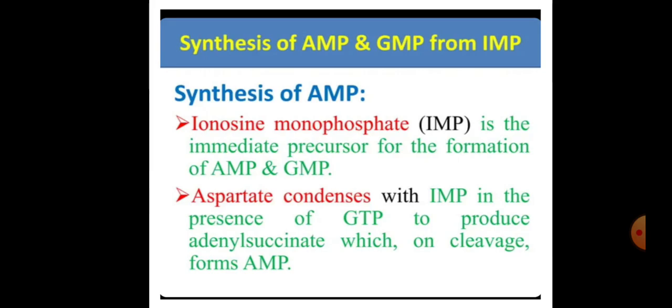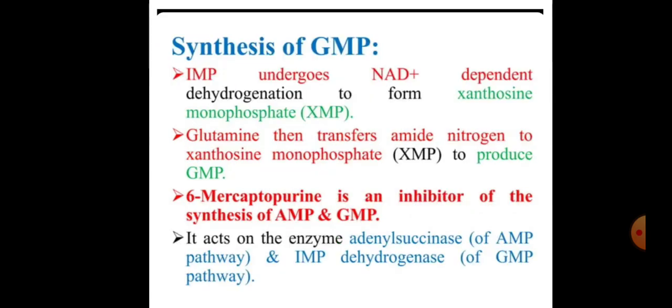As I already said, aspartate condenses with IMP in the presence of GTP to produce adenylosuccinate, which on cleavage forms AMP. Then the formation of guanosine monophosphate. How is guanosine formed from IMP? Here IMP undergoes NAD plus dependent dehydrogenation to form xanthosine monophosphate. Glutamine then transfers its amide nitrogen to xanthosine monophosphate to produce GMP.